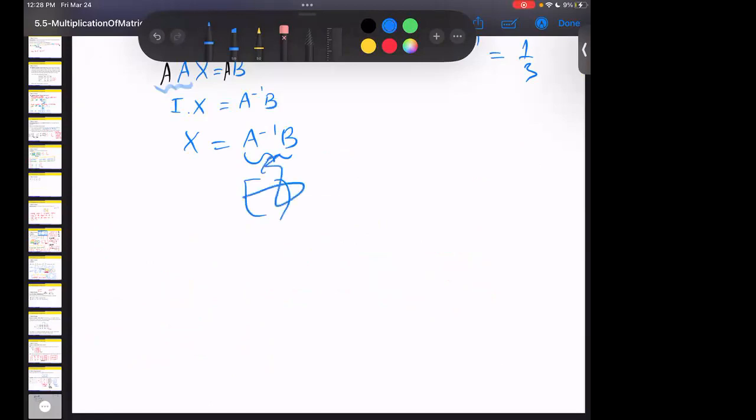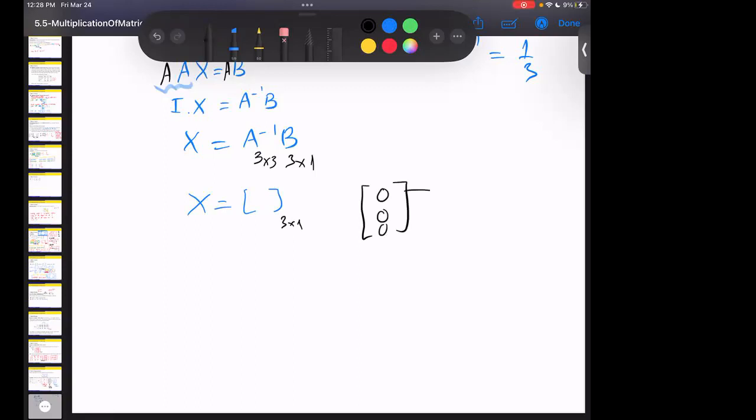A is what? A is 3 by 3. B is 3 by 1. So your answer X would be what? 3 by 1, right? 3 by 1 right there. So that will be your little x, that will be your little y, that will be your little z. Does that make sense? That's the whole picture.